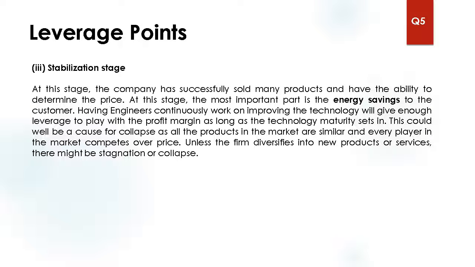The stabilization stage. At this stage, the company has successfully sold many products and has the ability to determine the price. The most important part is the energy savings to the customer. After all, the customer is king. Having engineers continuously work on improving the technology will give us enough leverage to play with the profit margin as long as the technology maturity sets in.